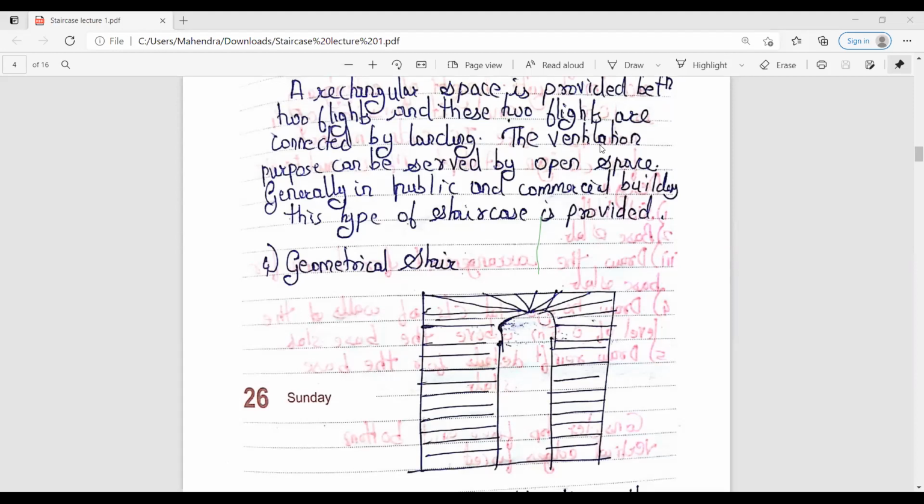No need to write BE Civil. Okay, all are done with the diagram. Should I proceed for the description for these geometrical stairs?